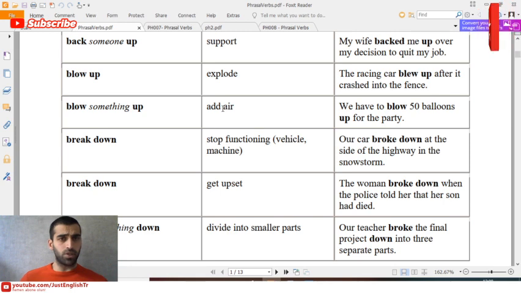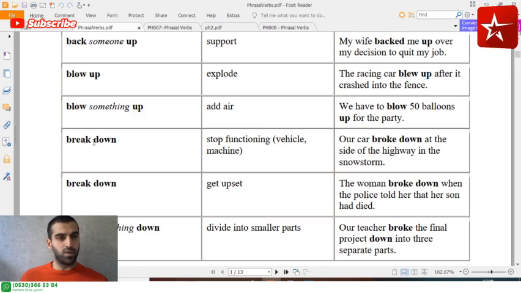So any question? If you have any question, if you don't understand the meaning of the phrasal verb, you can let me know and I will try to explain in more detail in a different way, okay? Alright, let's continue with the breakdown.